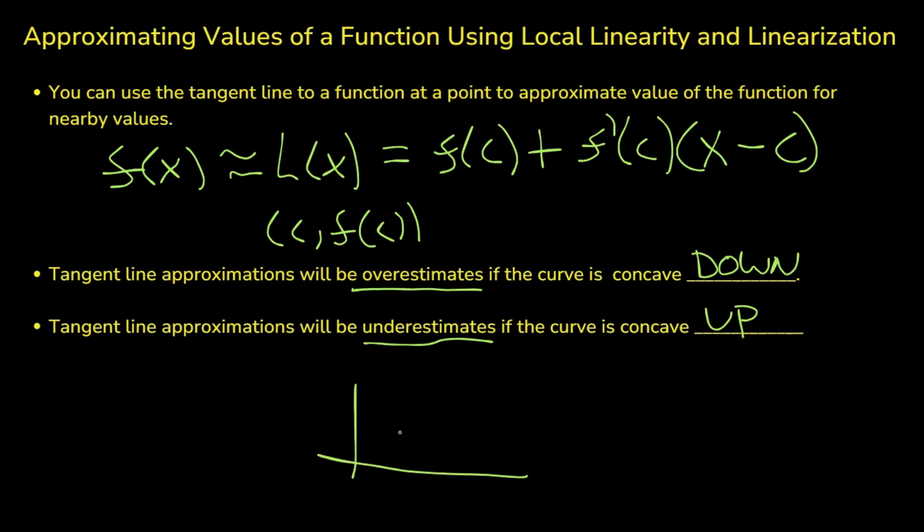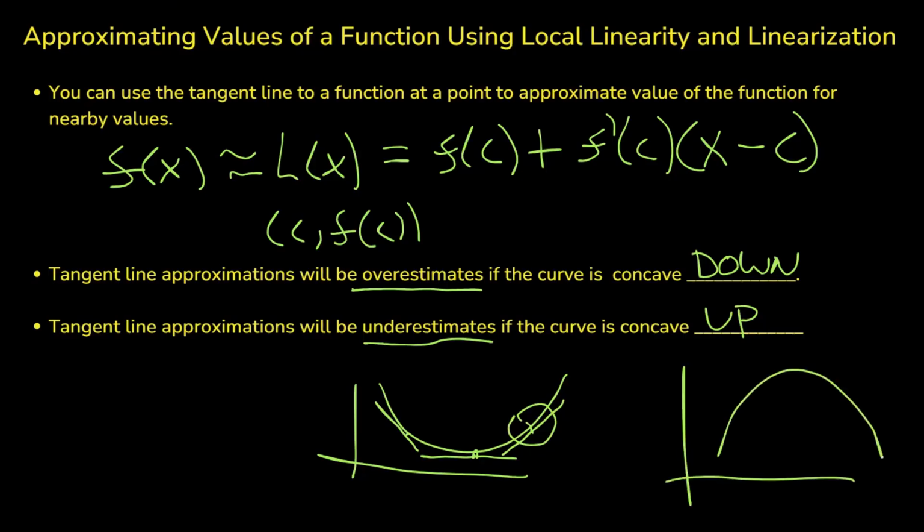In other words, if you have a graph that's curved upward, anywhere you put a tangent line, the tangent line is going to ride underneath that curve. So if you pick any point near the point of tangency, the tangent line is going to under approximate it. Conversely, if you're concave down and you pick any point on a concave down part of the graph and you make your tangent line, it's going to ride on top of the curve. And therefore, points near the point of tangency are going to over approximate the function.